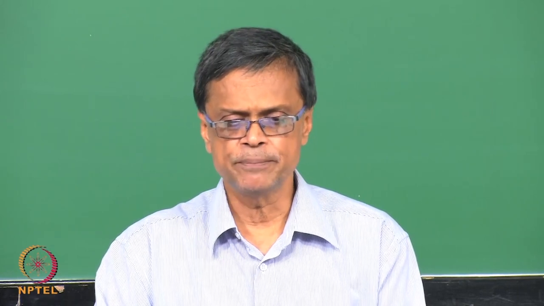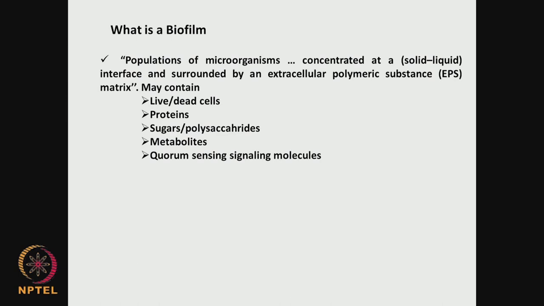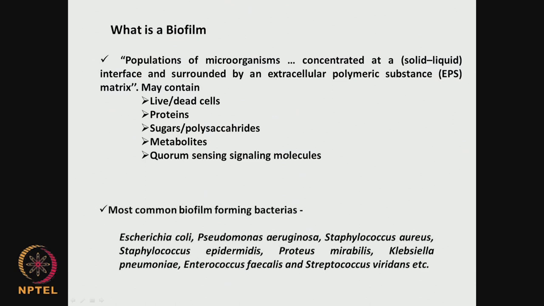Now, what is this biofilm? It's a population of microorganisms concentrated at a surface, and it is surrounded by extracellular polymeric substance. So, there is a matrix that's formed, which protects these bacteria, and thereby they survive for a longer time. They are able to avoid getting killed by antibiotics. Some of them even develop antibiotic resistance and so on. This biofilm may contain live or dead cells. It will contain proteins, sugars, polysaccharides, metabolites, even quorum sensing signaling molecules.